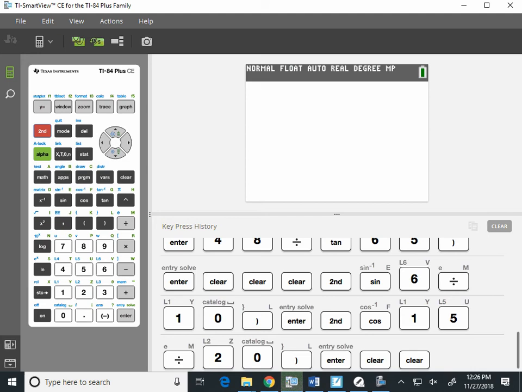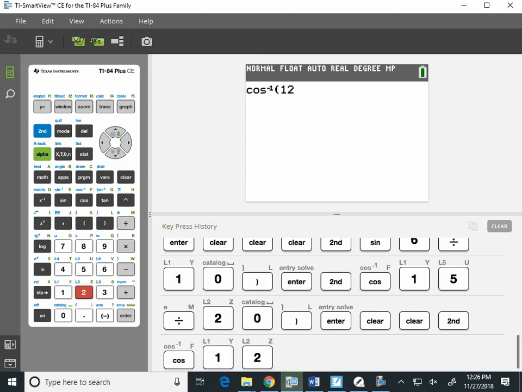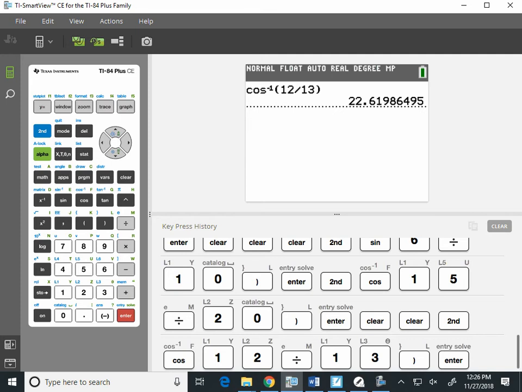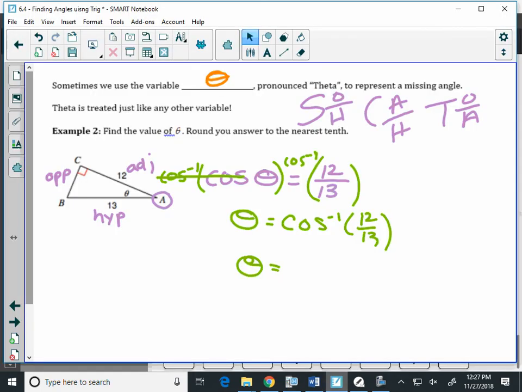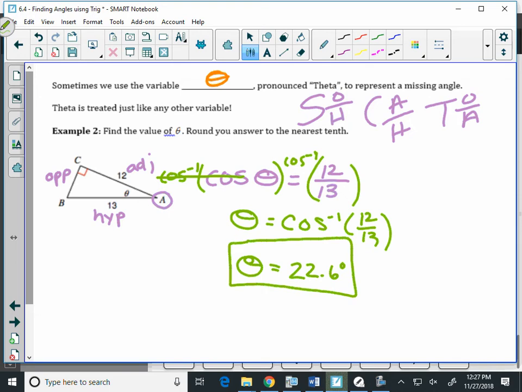So we just do second cosine, 12 divided by 13. You should get that. If you're not getting that, let me know so we can fix how you're plugging it in. If we rounded it, say to the nearest tenth or whole number, 22 point what? 6. Theta is 22.6 degrees, roughly. Questions over that?